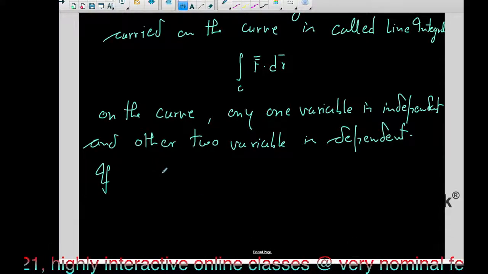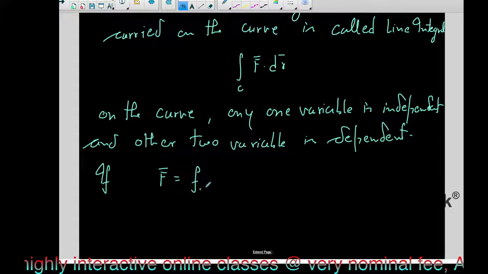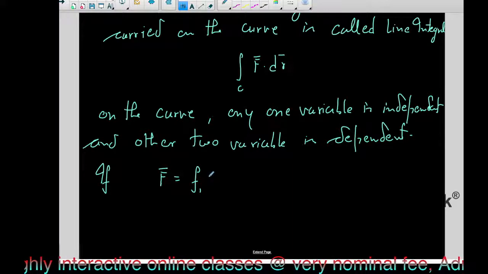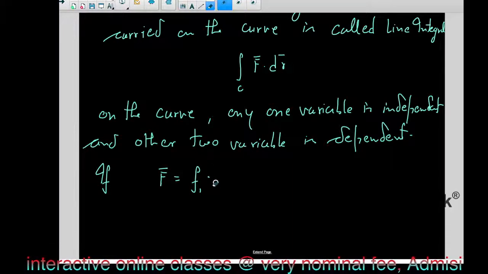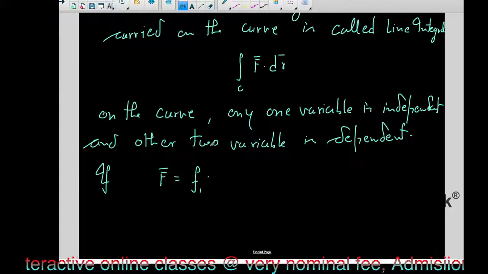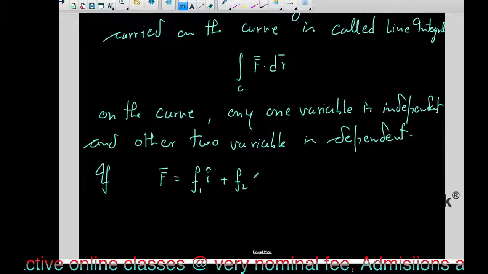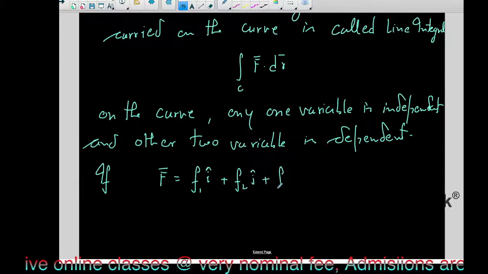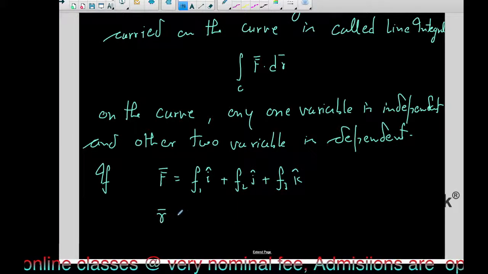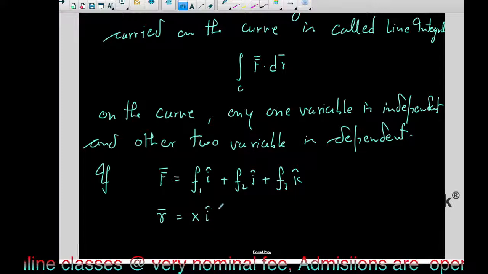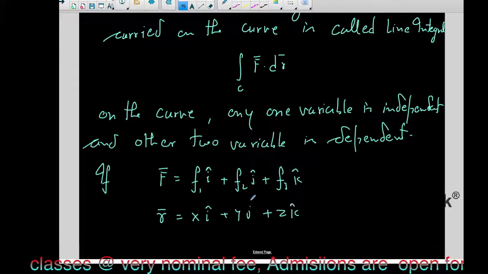So if we see here, as in work done, we use F dot dr. If F is any vector, let's say its x component is along with some function F1. So F1 into i unit vector, plus F2 into j unit vector, plus F3 into k unit vector. And r vector is equal to, let's say, x i plus y j plus z k unit vector.